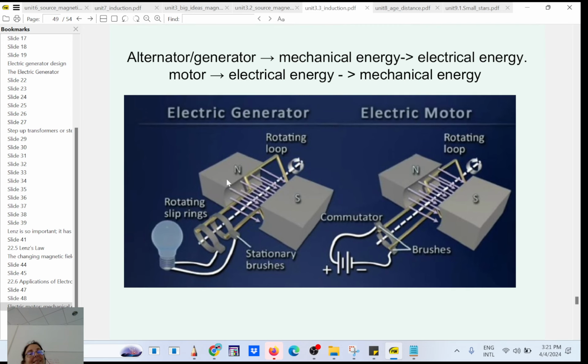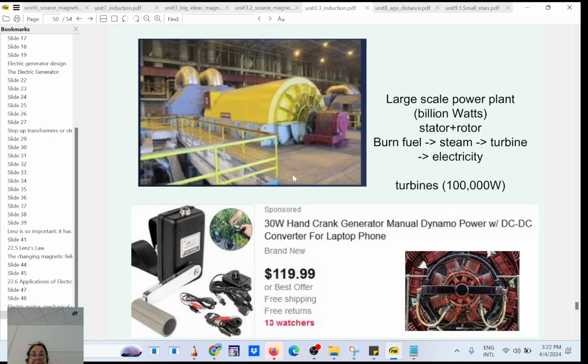So you see here, that's the electric motor. Okay, so here you have a power supply. And the loop, so you turn electrical energy into mechanical energy. An AC generator is just the opposite. Okay, so you have to use mechanical energy, so you make it spin, and then you get electrical energy. So you can use a motor as a generator, right?